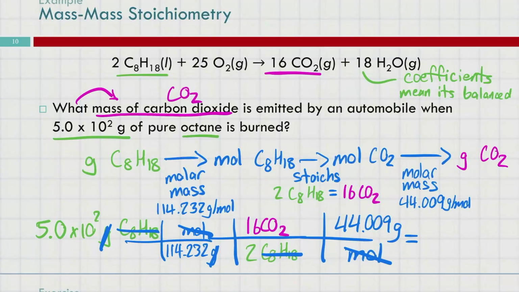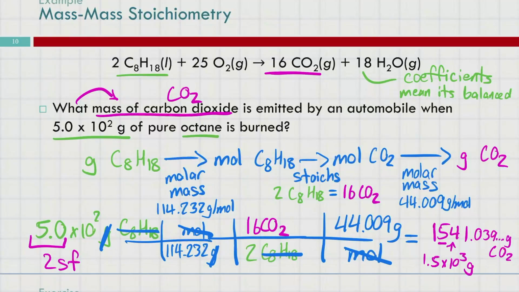And our answer is 1,541.039... grams CO2. Because our starting number had only 2 significant figures, we are only going to have 2 significant figures in our answer. So 1.5 times 10 to the 3 grams of CO2.